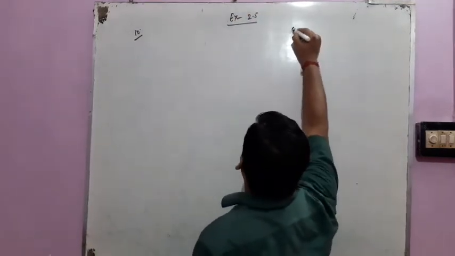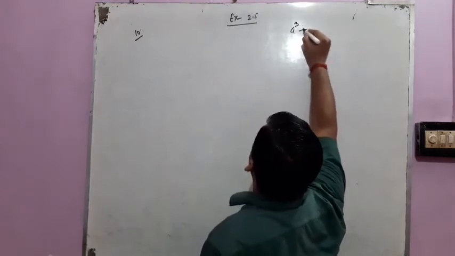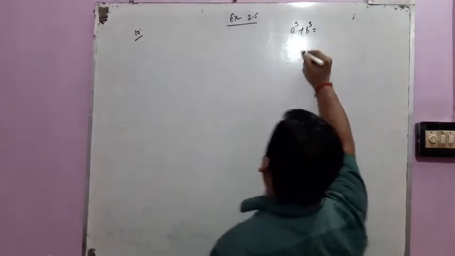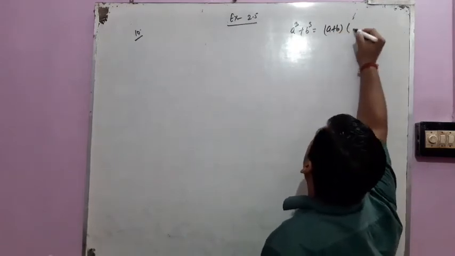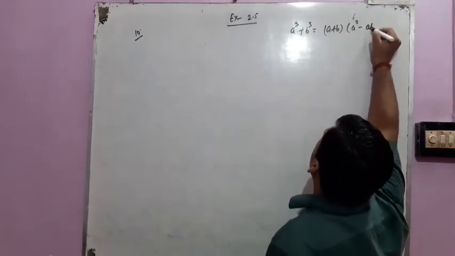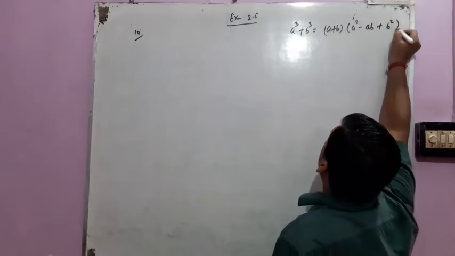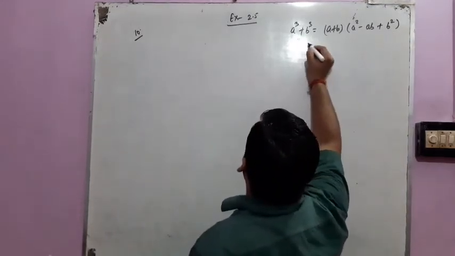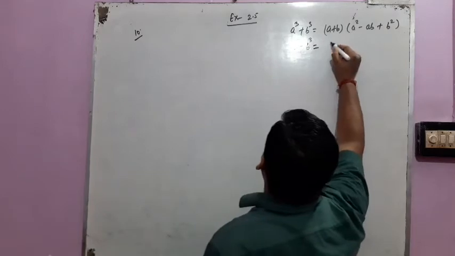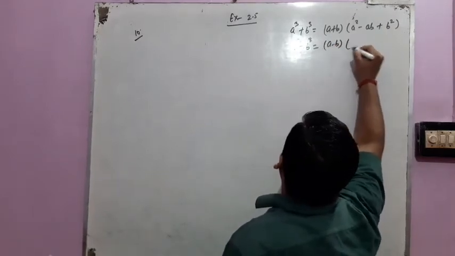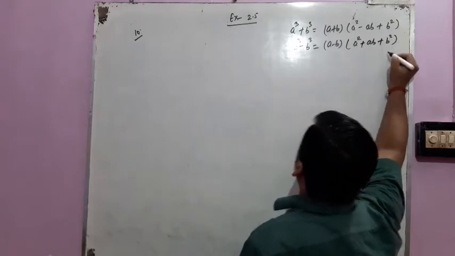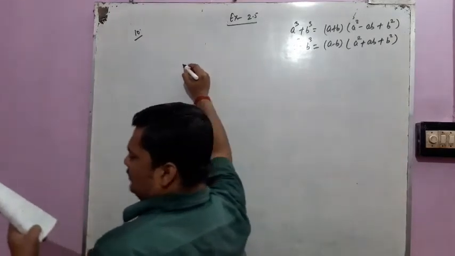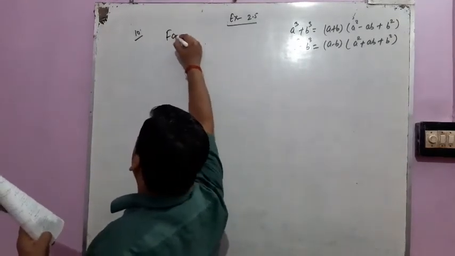As we know students, a cube plus b cube we can write in factorial order as a plus b into a square minus ab plus b square, and a cube minus b cube we can write in factorial order as a minus b into a square plus ab plus b square. Okay, now the first question, as the instruction is given here, is to factorize.